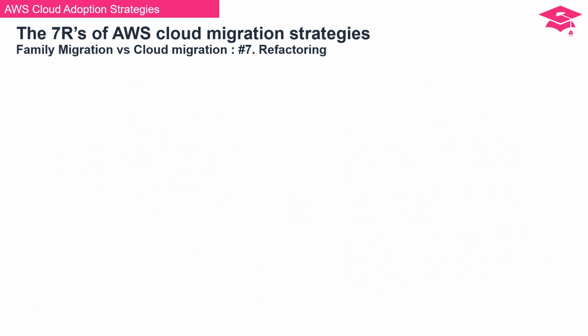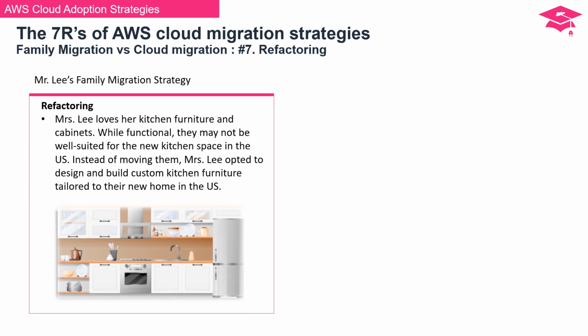Lastly, we delve into the seventh R, refactoring. Imagine Mrs. Lee, deeply attached to her kitchen furniture and cabinets. While functional, she recognizes they may not seamlessly fit into the new kitchen space in the US. Instead of grappling with the intricacies of moving them, Mrs. Lee makes a forward-thinking choice. She decides to leave behind the familiar and, instead, opts to design and build custom kitchen furniture, perfectly tailored to their new home in the US.